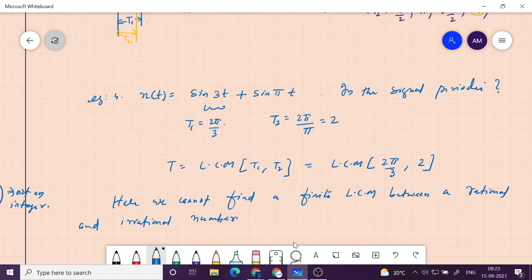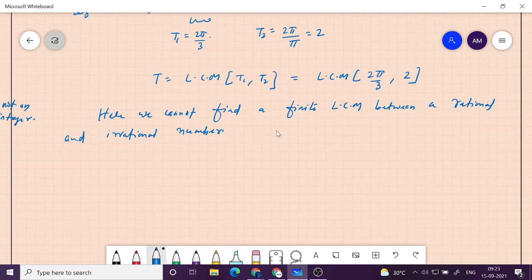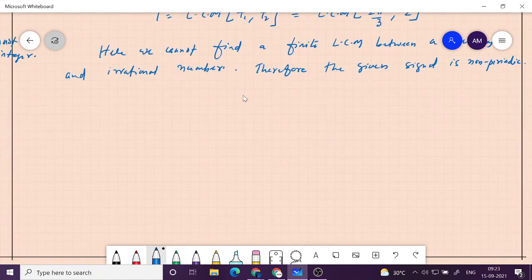So the conclusion is that though the individual signals are periodic, the sum of these two sine waves is not periodic. Therefore the given signal is non-periodic. This is a very special case. One more example, example 4: x of t is equal to sine pi by 6 t plus cos 3 pi by 2 t.